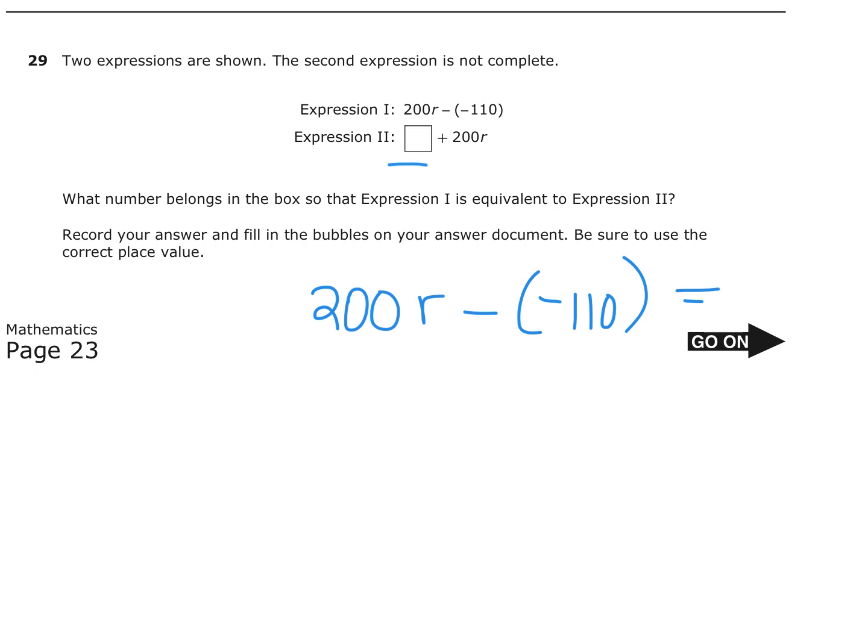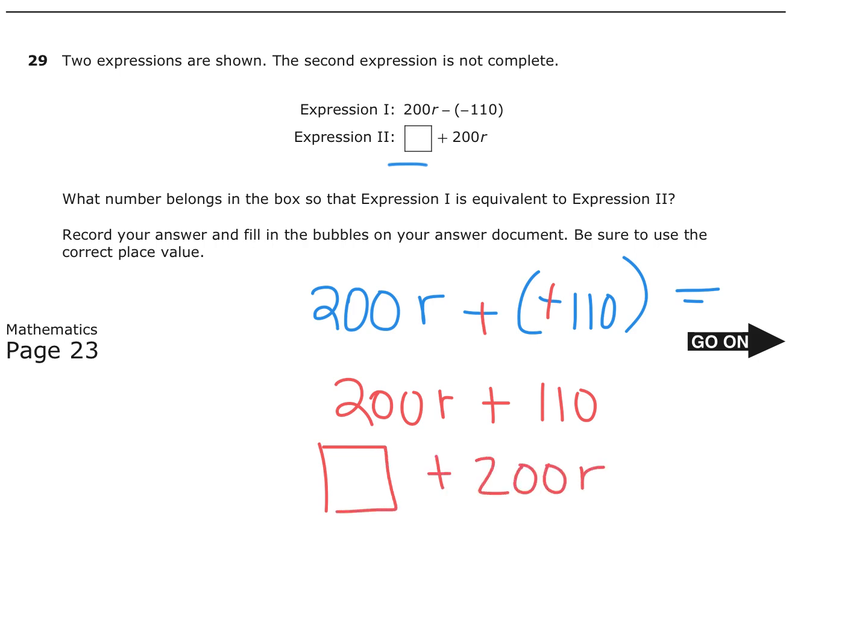Well, first of all, minus a negative 110: when you subtract a negative, you change the sign and then add. So for this problem, I'm going to change the sign here and then add. This becomes 200R plus 110. And in expression 2, it says something added to 200R. It looks like that something is going to be this 110. So for 29, 110 is the answer.